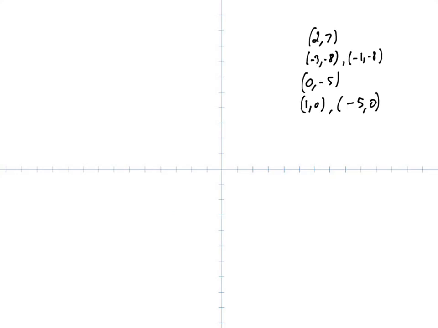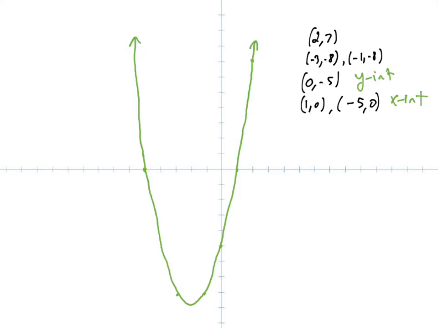To graph this, we've actually found 5 points that are on the graph: 2, 7, negative 3, negative 8, and negative 1, negative 8. We found the y-intercept, and then we found the x-intercepts. If we plot each of these points on the graph, that'll get us a good starting point. We're going to go off the screen a little bit, but our graph would look something like this when we connect all these points.